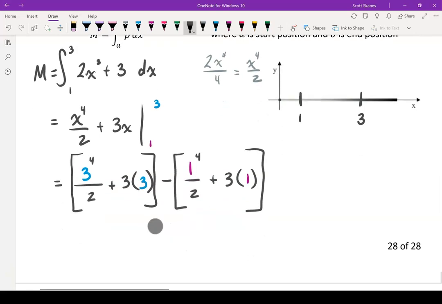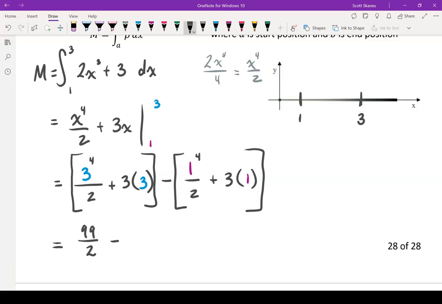And I'll need to recalculate these because my key had a typo in it. Let me just see what this would be here. So 3 to the power 4 all over 2 plus 3 times 3. I've got 99 over 2 for this one. Minus 1 over 2 plus 3.